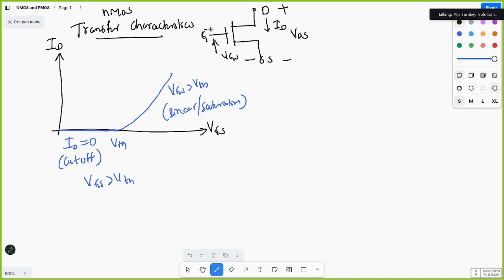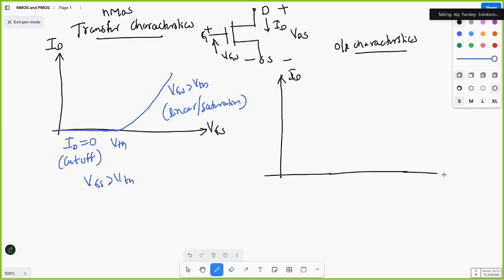VGS we are giving positive only for NMOS. If you see the output characteristics, we have already seen, the output characteristics or drain characteristics. Here this is ID, and this is the output voltage VDS.